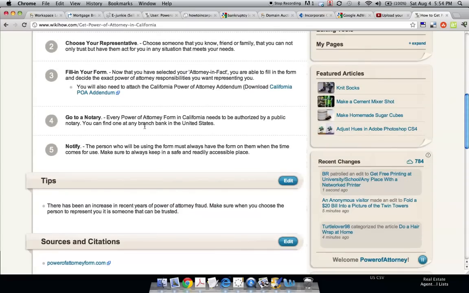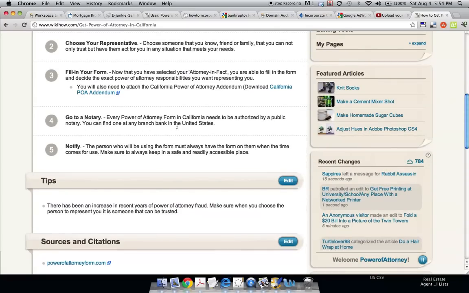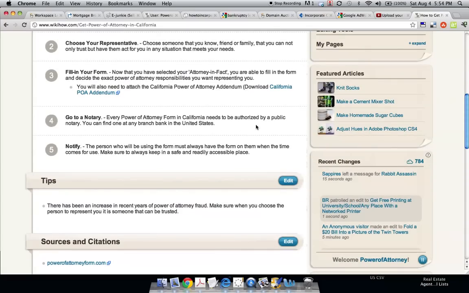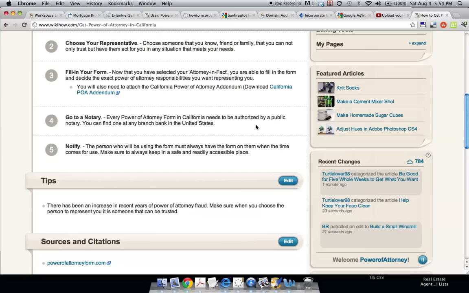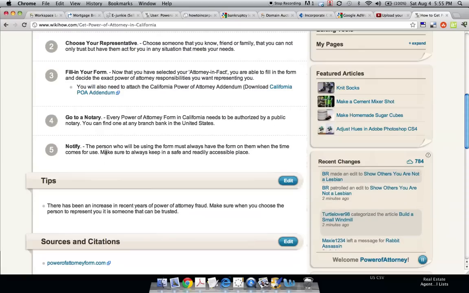The fourth step is go to a notary. Every power of attorney form in California needs to be authorized by a public notary. You can find one at any branch bank in the United States. If you don't have an account, they'll usually charge you a small fee. And I'd say about 99% of the banks, if you have an account with them, they usually do the notary stuff for free.